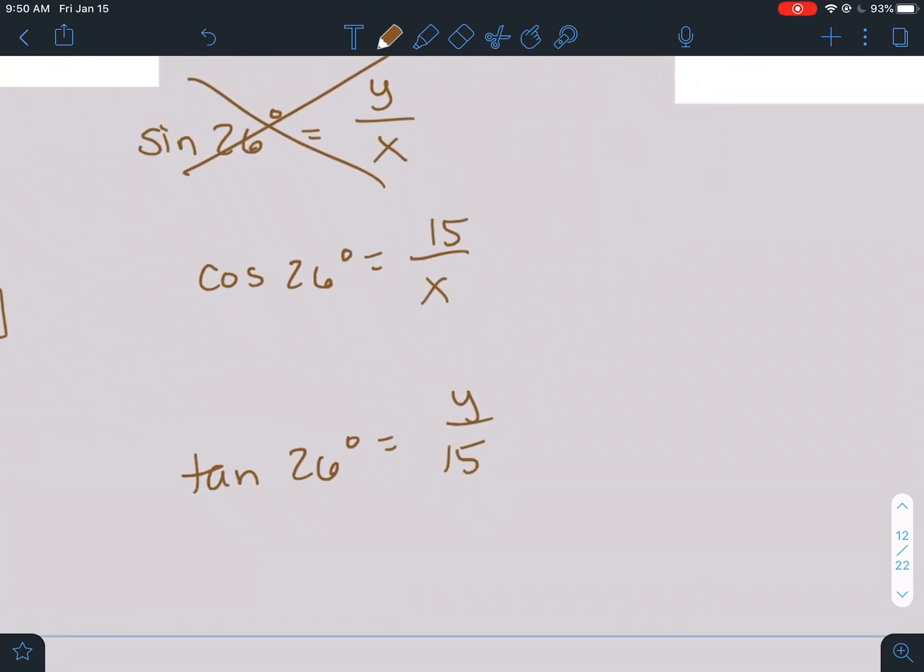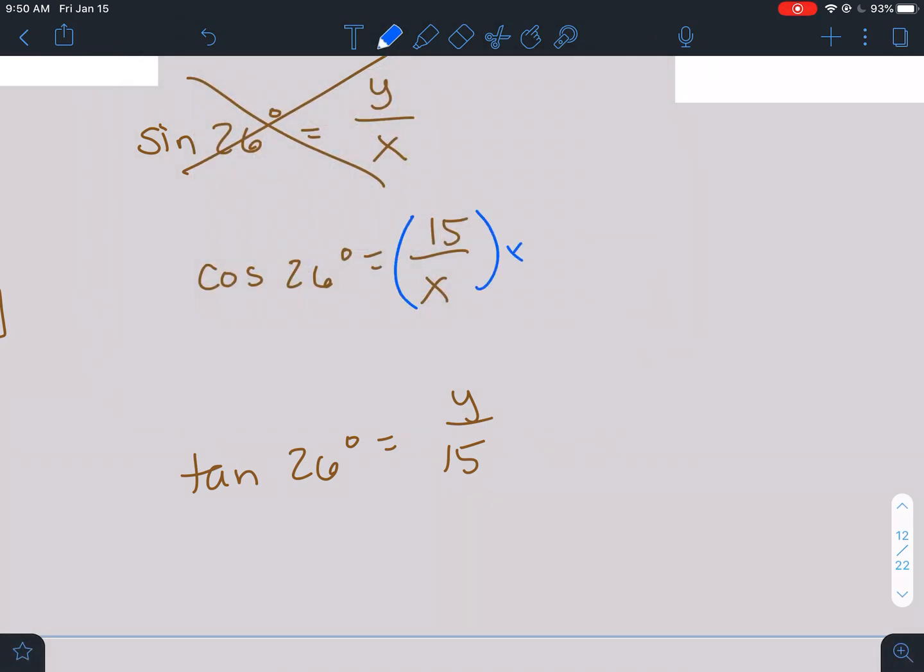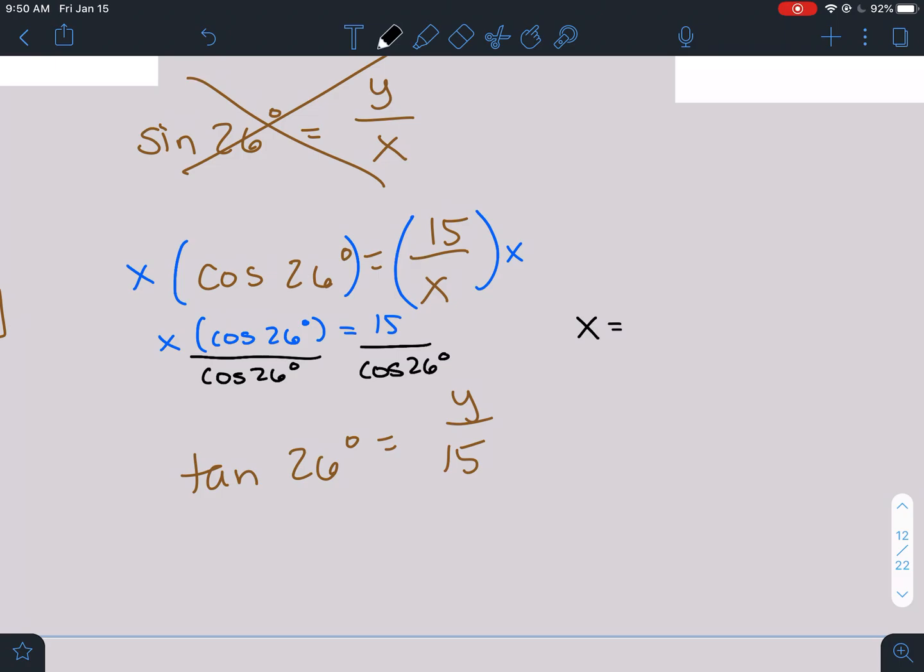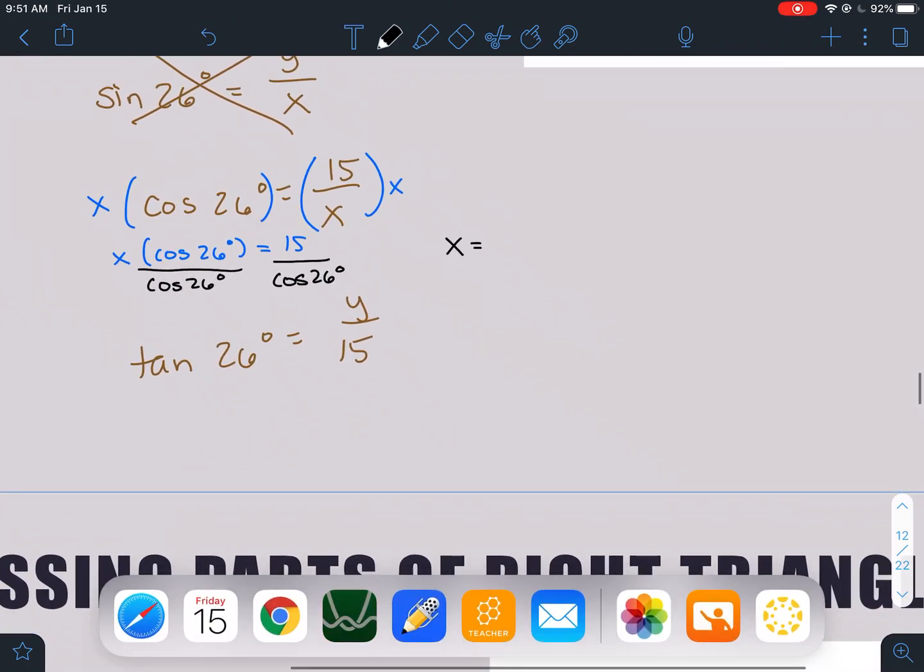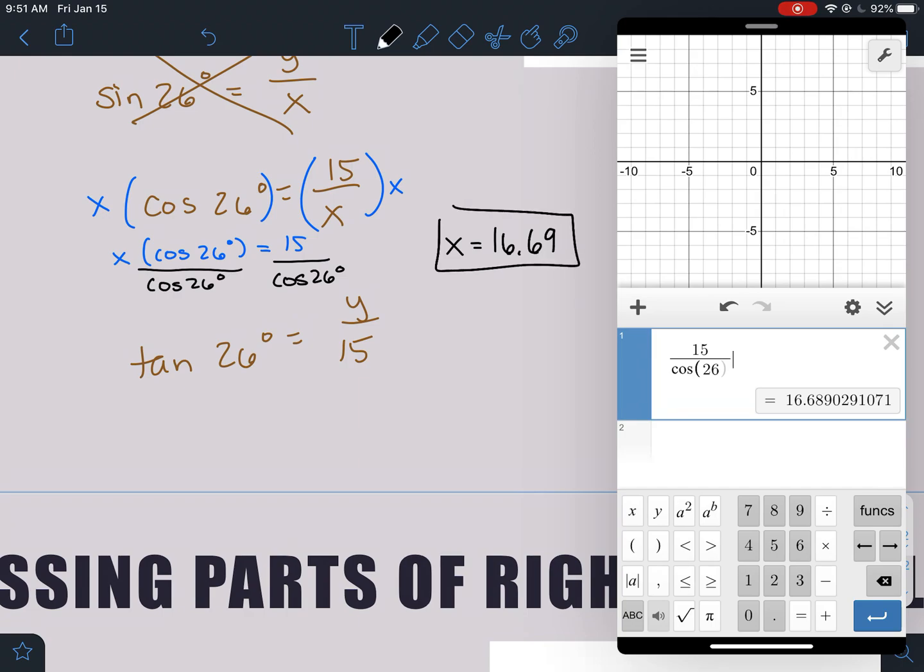All right, let's solve the cosine equation first. Well, notice what I'm trying to solve for is in the denominator. So to get x out of the denominator, we're going to multiply both sides by x. So now I have x times the cosine of 26 degrees equals 15. Well, I want to solve for x now, so I'm going to divide, because it's x times something, so I'm going to divide both sides by the cosine of 26. So x is going to equal 15 divided by the cosine of 26. Well, let's do that. 15 divided by the cosine of 26 degrees, and we get 16.689. So we'll take 16.69. So that missing side is 16.69.